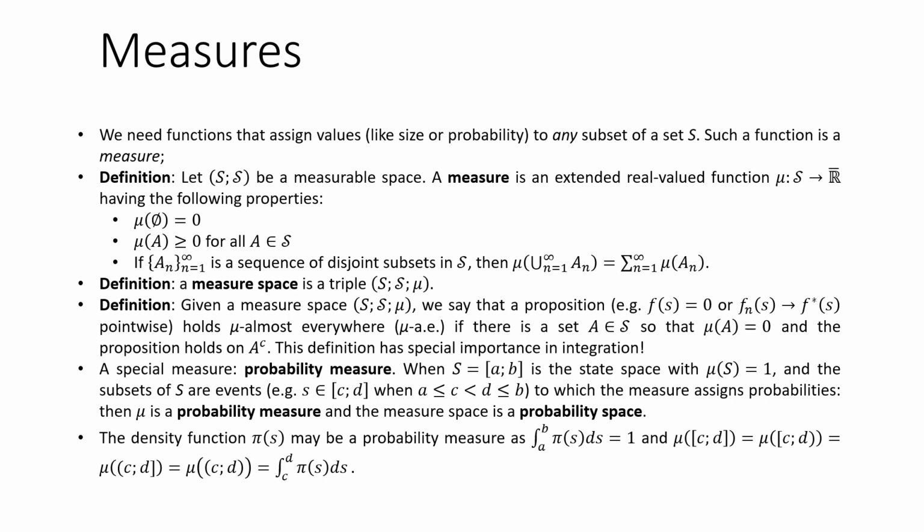If it is a continuous variable, we can use the density function as the probability measure, because the integral over the interval AB is 1, because the random variable cannot fall outside the state space. And if we choose any interval CD, we can integrate the density function over this interval, and then we will have the probability that the random variable falls into this interval. So this is a probability measure.